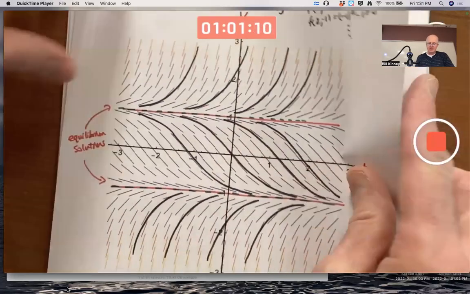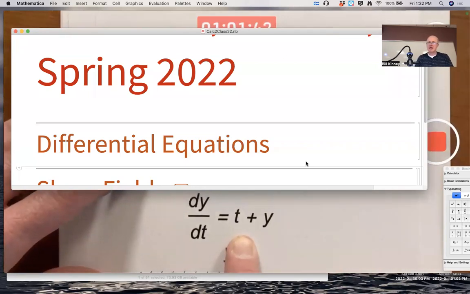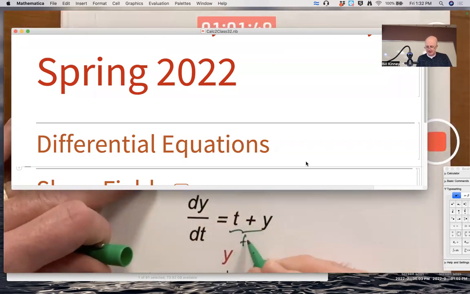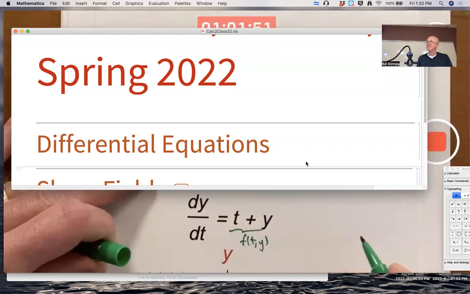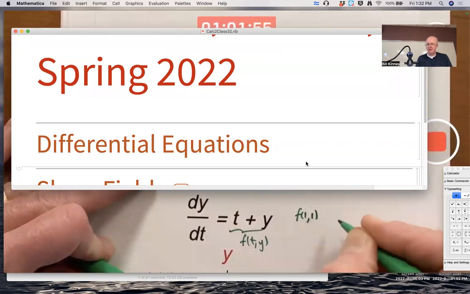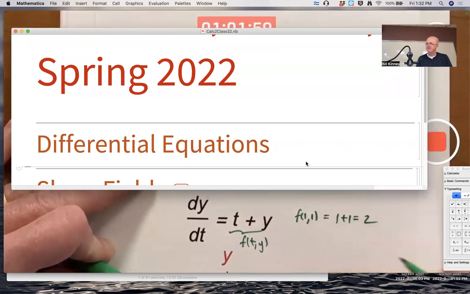Let's quickly do 3 more examples. This one is mixed, not pure antiderivative, not autonomous. The right-hand side, f of t, y, literally depends on both t and y. Now, for example, f of 1, 1, you've got to take both the t and y coordinates into account. You get 1 plus 1 is 2.